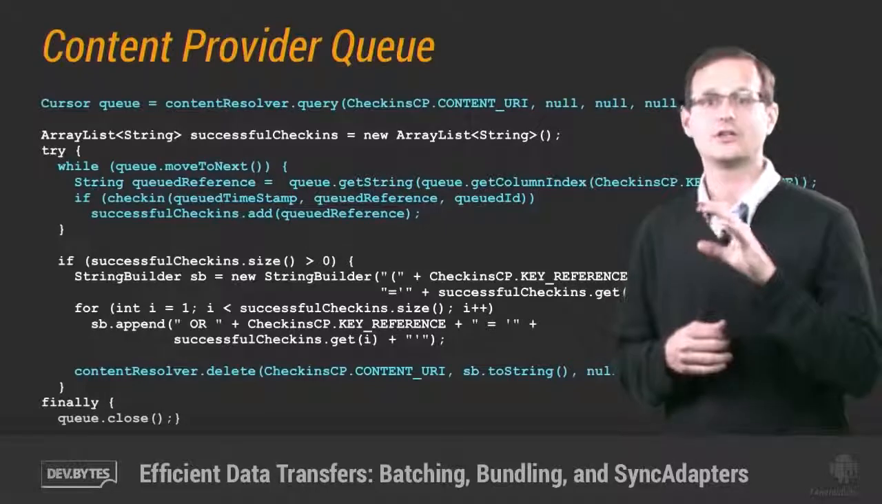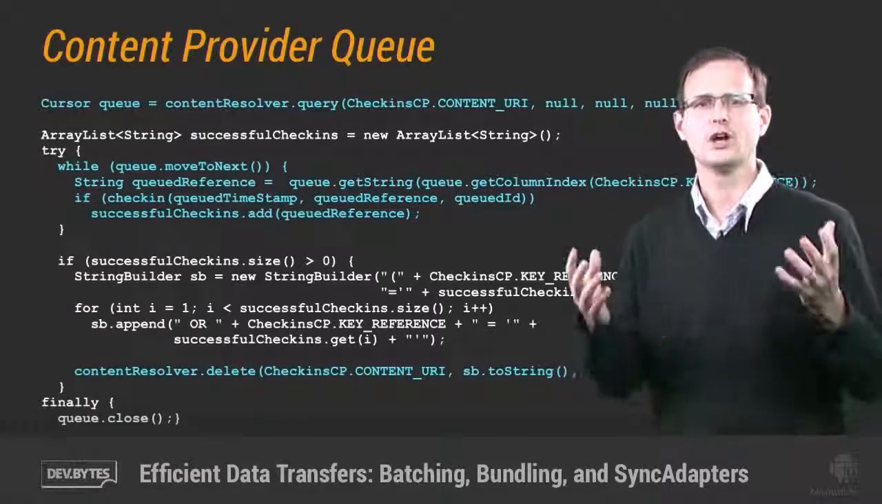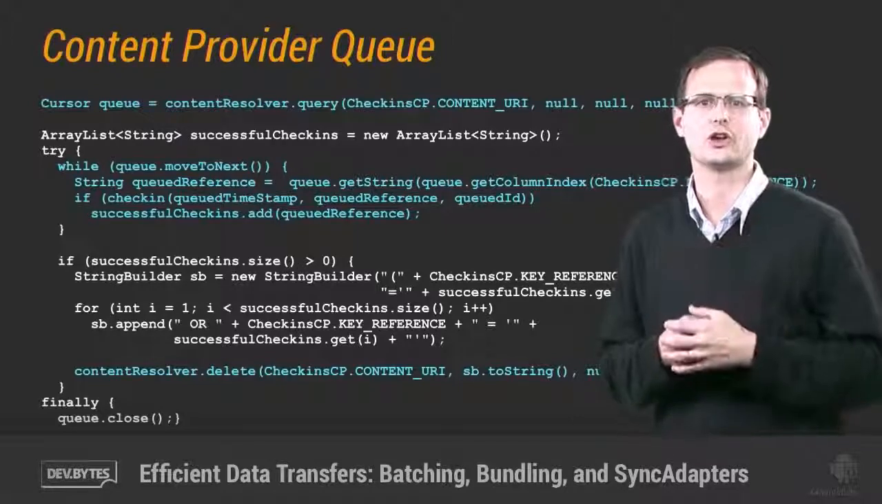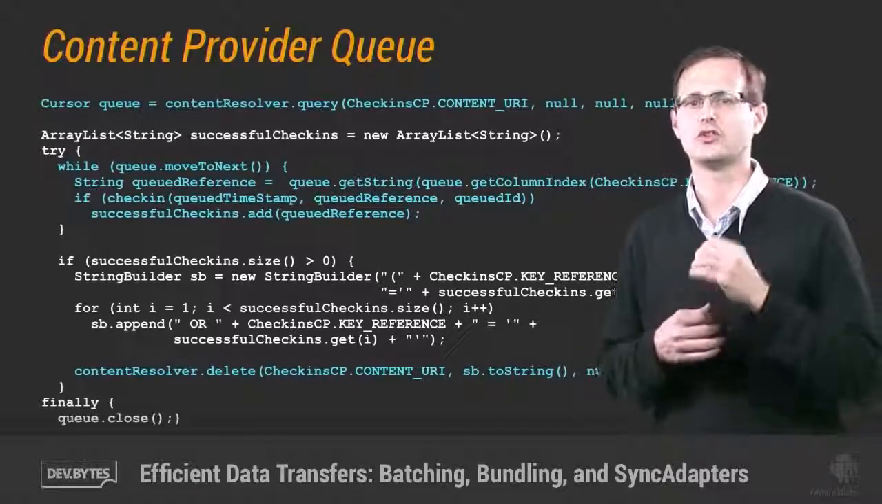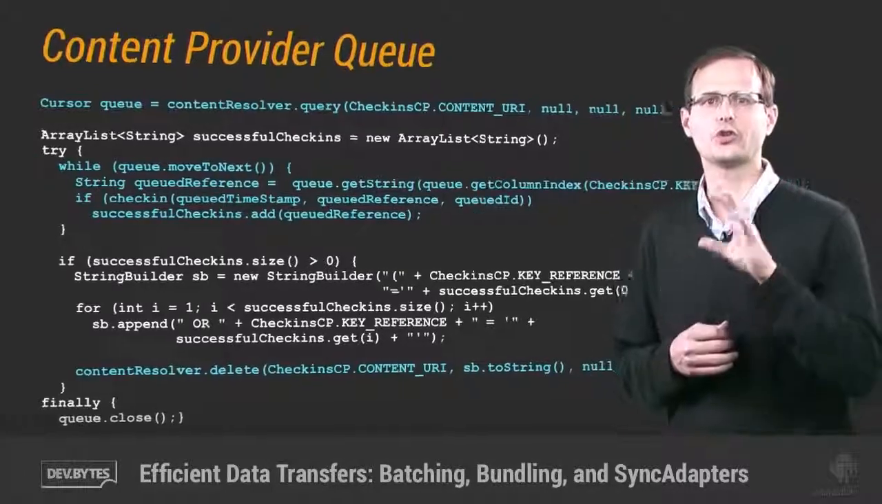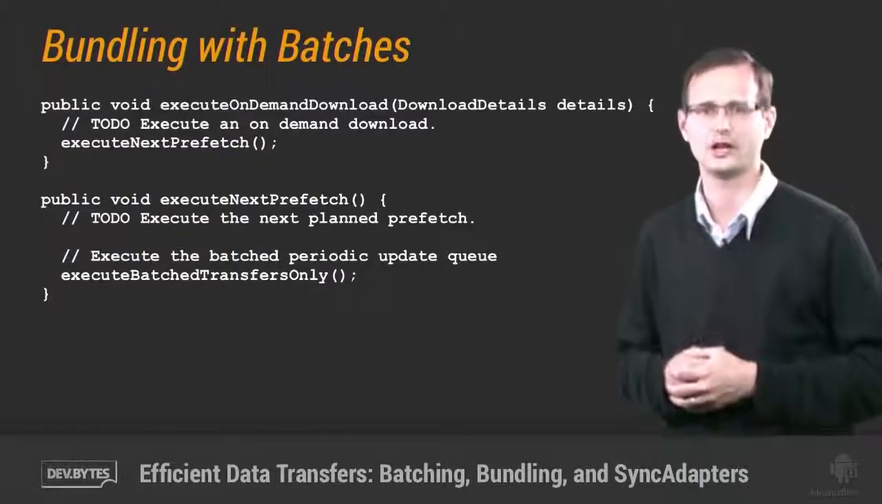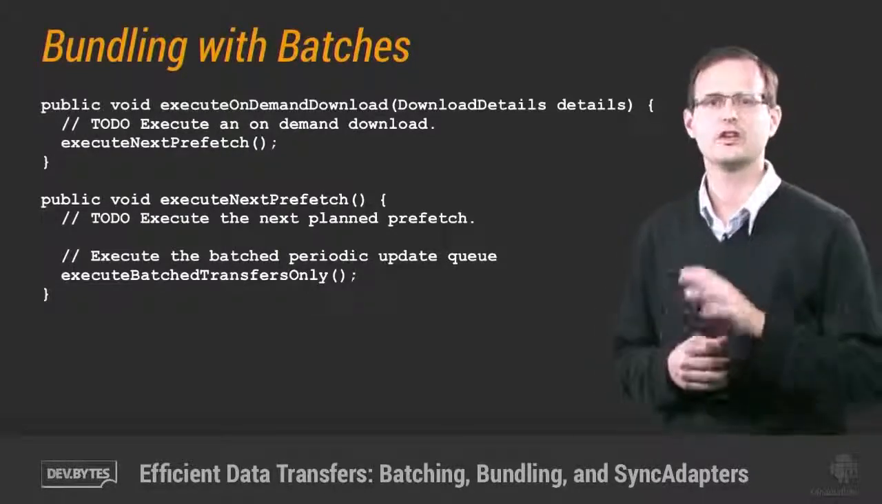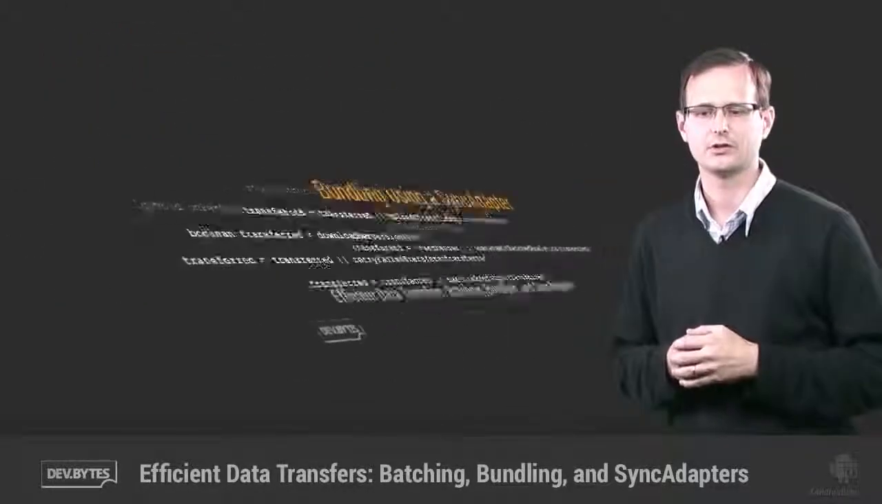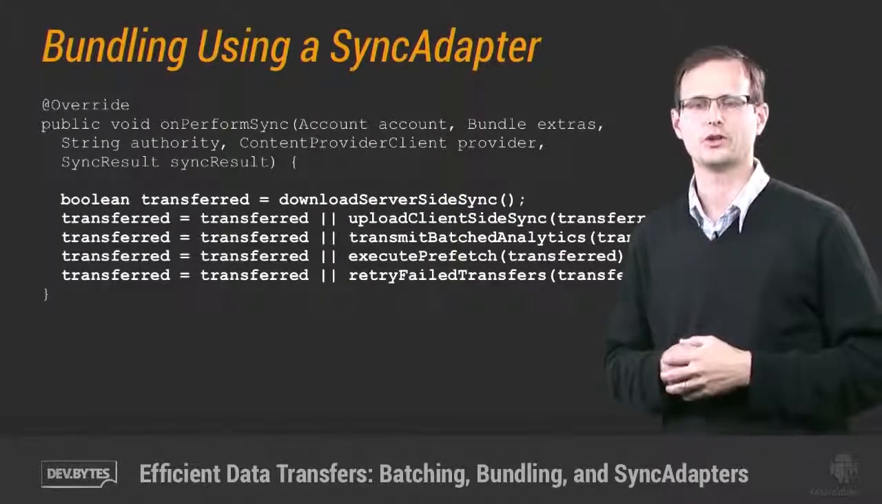In this example, I'm querying for queue check-ins, sending them to a server and removing the successfully completed ones from the queue. I still need a technique to bundle these delay-tolerant transfers with the time-sensitive ones, or possibly also reschedule those transfers periodically to ensure that they do eventually happen. Most simply, I can revisit the earlier approach of creating a series of methods to execute each transfer and then ensure that each calls the other. A much neater alternative is to use a SyncAdapter. That's going to execute each of our transfers within its onPerformSync method.